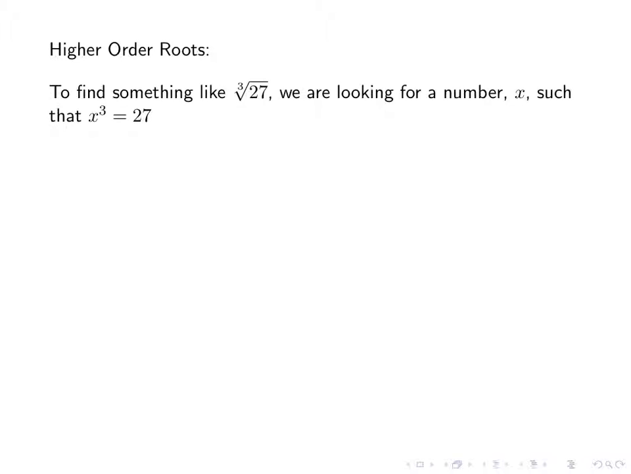Now luckily for us, this is actually going to be a perfect cube, so there is an integer that when you multiply it by itself 2 other times, you'll get 27, which is in fact 3. So 3 times 3 times 3 is 27.